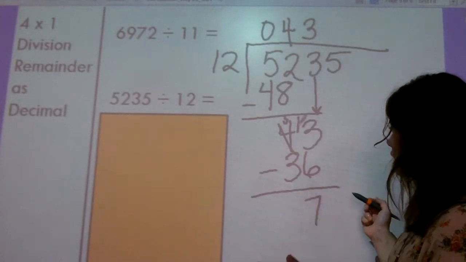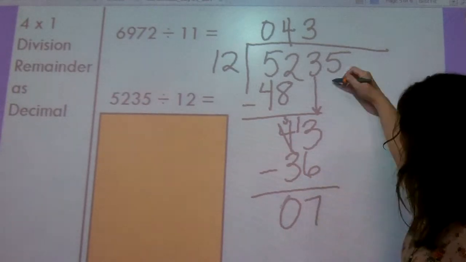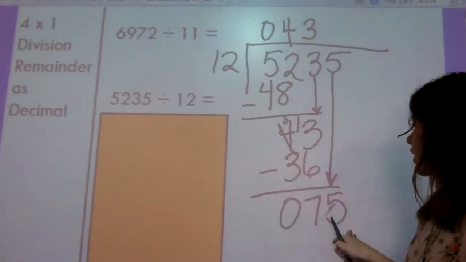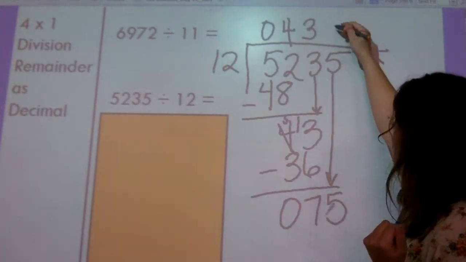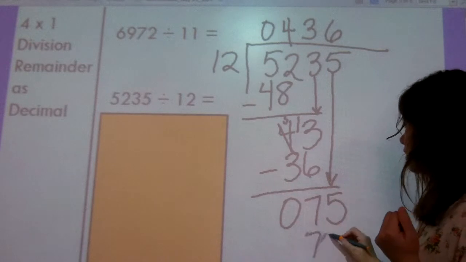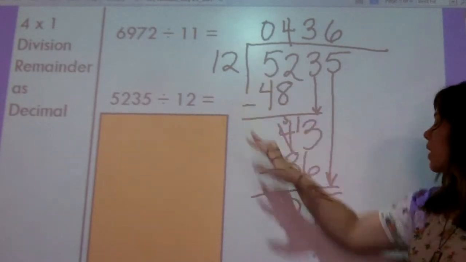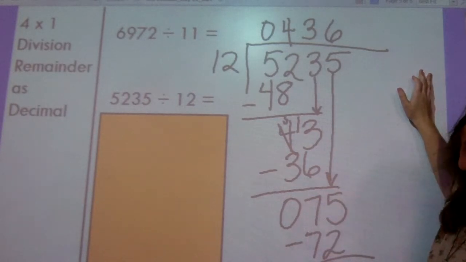6, 7, 8, 9, 10, 11, 12, 13. There we go. Just wanted to make sure I had it right. Bring down the 5. 12 goes into 75 how many times? I think it's 6 times, because 6 times 12 is 72. I'm left with 3. 12 doesn't go into 3. I'm out of numbers.